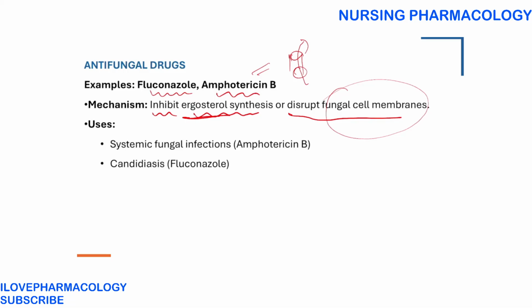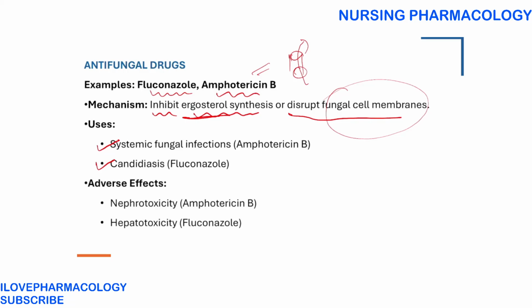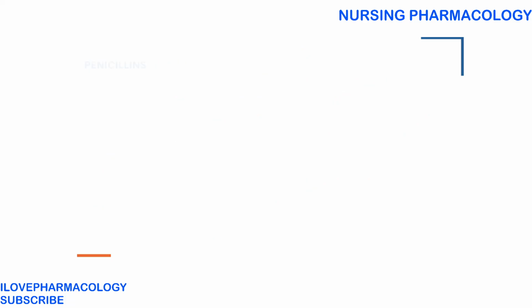So they are basically used in systemic fungal infection, amphotericin B and fluconazole for candidiasis. Side effects: amphotericin is more prone to nephrotoxicity. That's why, to prevent nephrotoxicity, you give the liposomal forms. Liposomal amphotericin B can be given. Fluconazole causes hepatotoxicity.